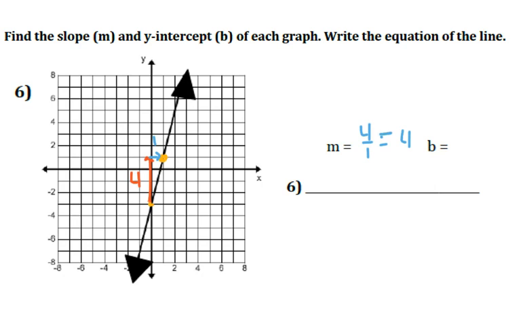Then our y-intercept, that's the point where the line crosses the y-axis. That's here, which this point is 0, negative 3. So our b is negative 3. Writing our equation, we should have had y equals 4x minus 3.